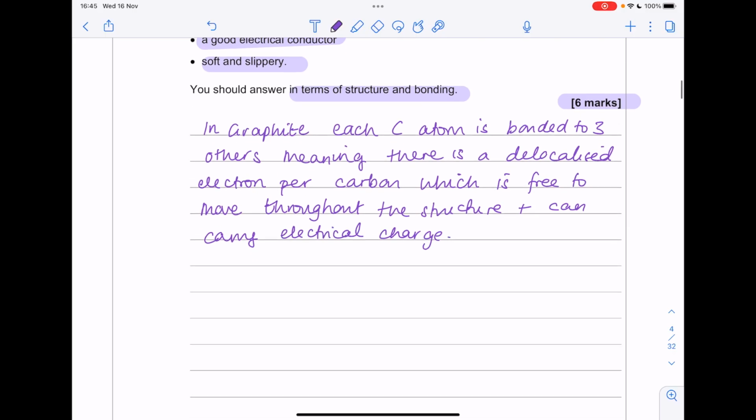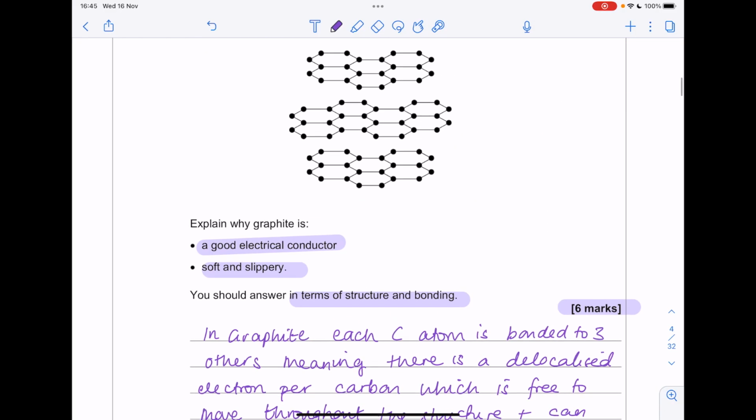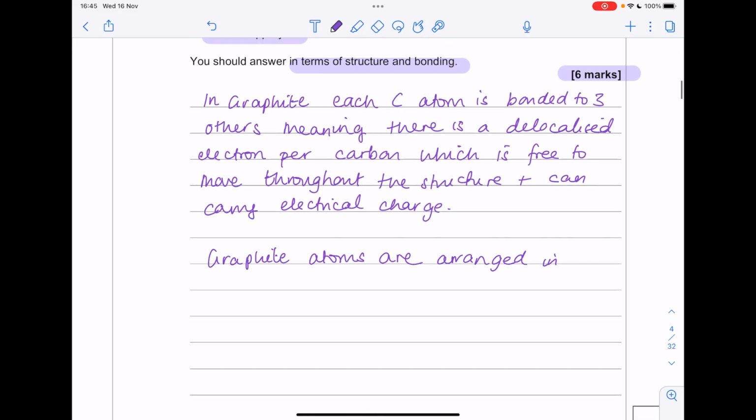Why is graphite soft and slippery? Graphite atoms are arranged in layers. Again, here's a layer, and actually you have these weak intermolecular forces between the layers, which are easy to break. They need little energy to overcome them, meaning that it's soft and slippery.